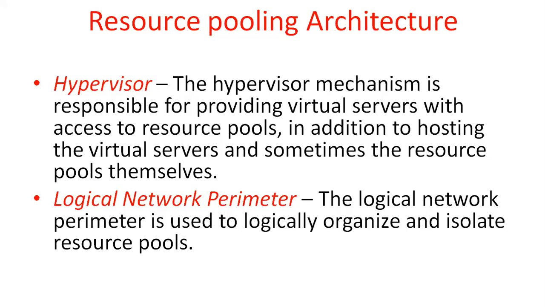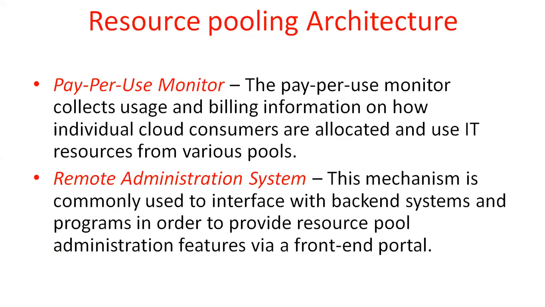That means in addition to hosting the virtual servers and sometimes the resource pools themselves, the logical network perimeter is next. The logical network perimeter is used to organize and isolate the resource pools. That means for organizing the different IT resource pools, you are using this network perimeter mechanism. And then pay per use monitor. The pay per use monitor mechanism collects the usage and billing information on how individual cloud consumers are allocated and use IT resources. The main important thing here is pay per use, in the sense that whatever you use, you pay only for that. This mechanism collects the usage and billing information.